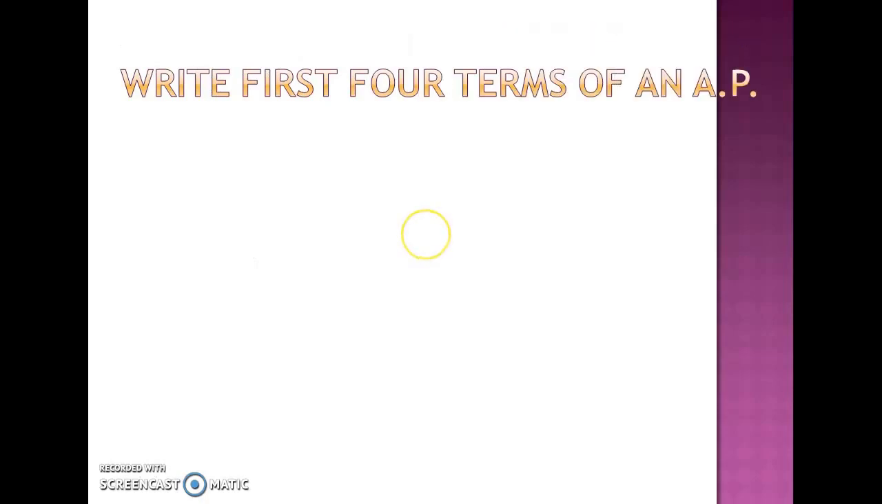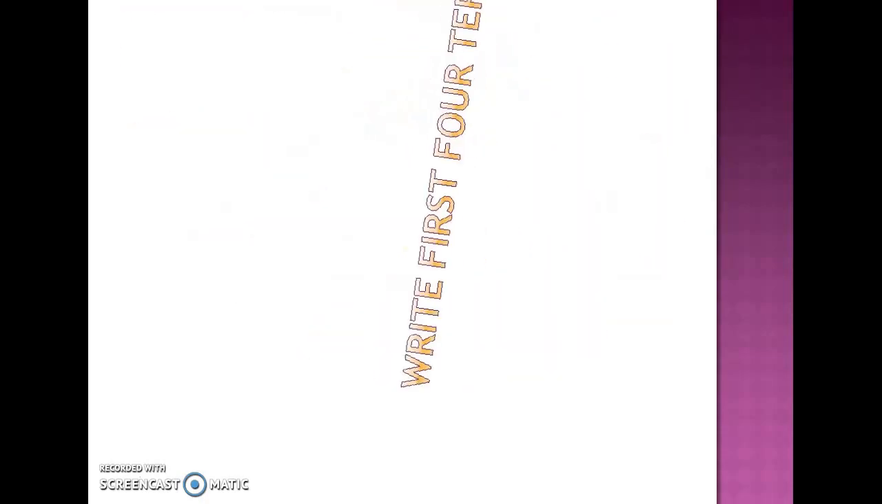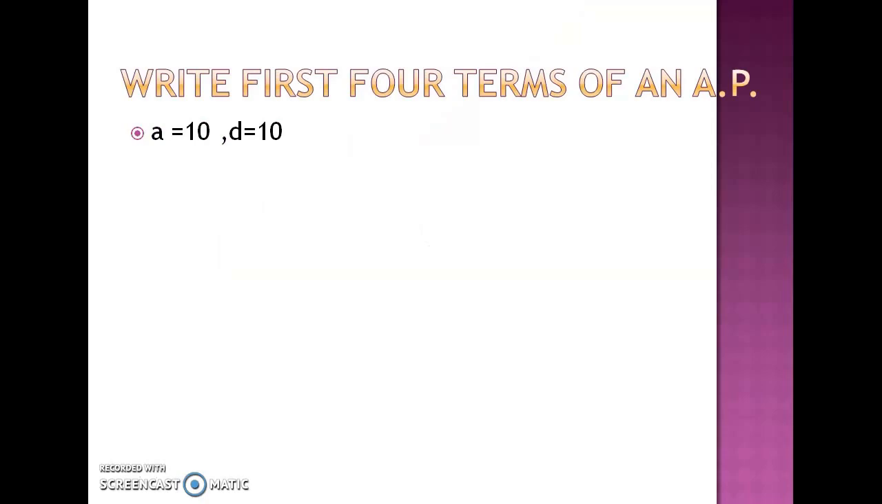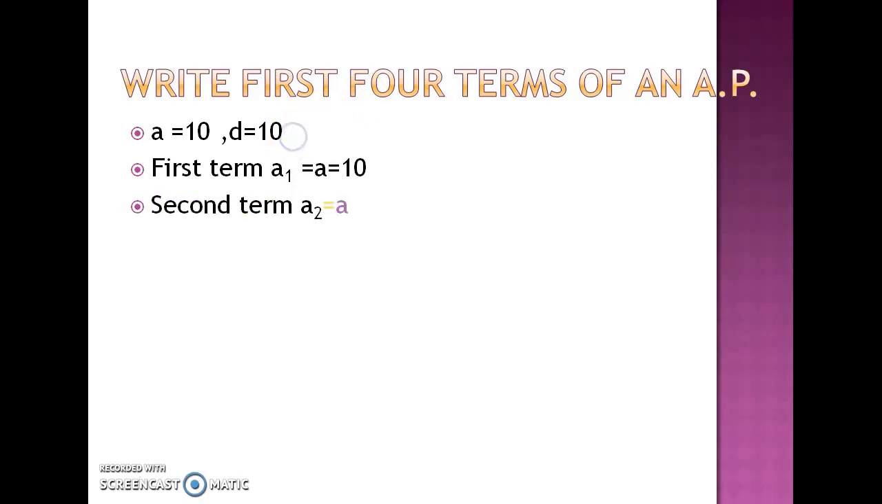Next question. Write the first 4 terms of an AP. Here, the first term is given, that is 10, and the common difference D is 10. So, you already know the general form of an AP, that is A, A plus D, A plus 2D, A plus 3D. The first term A is 10, and we have to find the second term, so that is A plus D. A means 10, and the common difference is 10.